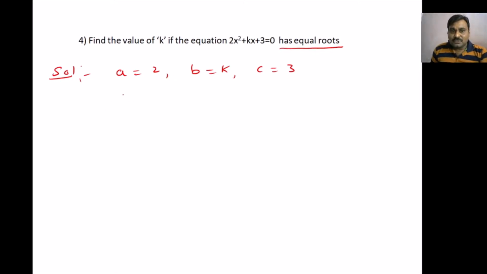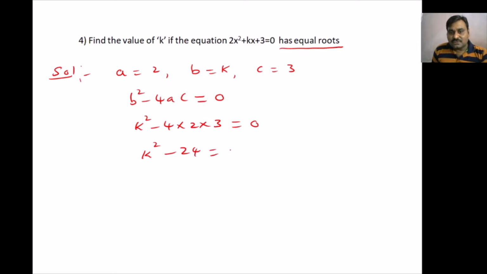Now here no need to find the b square minus 4ac value, it is already given. The equation has equal roots, so b square minus 4ac, directly you make it equal to 0. Now substitute the b value, a value and c value. B value is k, so k square minus 4 into a value is 2 and c value is 3, that is equal to 0. K square minus 4 times 2 is 8, 8 times 3 is 24, equal to 0. So k square minus 24, if you shift to the other side it becomes plus 24.